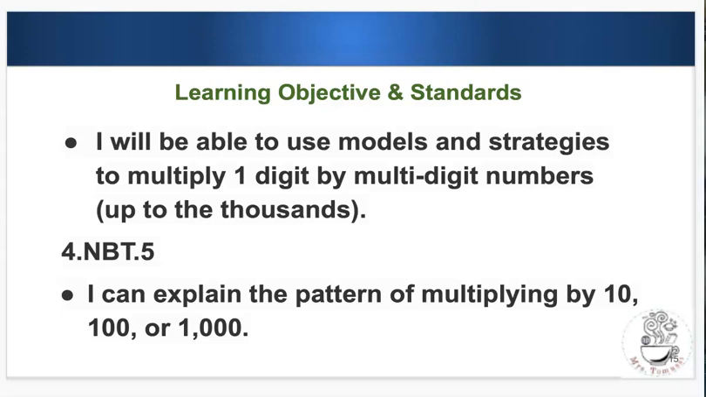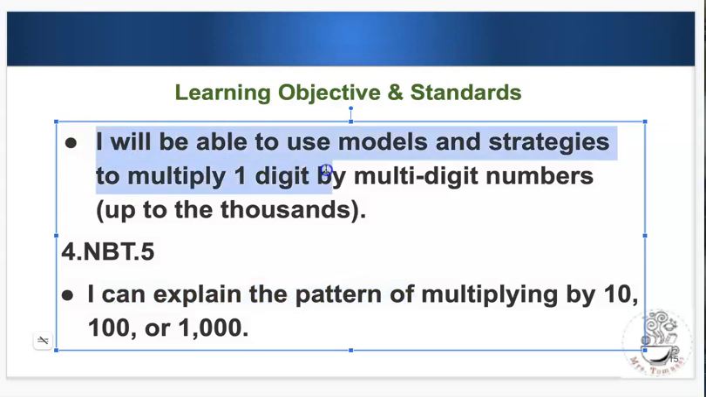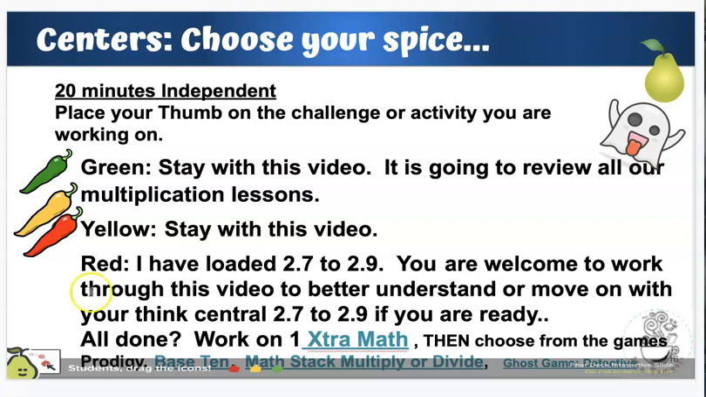So at the end of this lesson today, you're going to be still using those models and strategies to multiply one digit by multi-digit numbers up to the thousands, and you need to be able to explain the pattern. This is what makes 4th grade a little bit tricky. It's not just calculating, but being able to explain patterns and why you're doing things, and be able to use models and strategies and show those strategies in use. And I feel like that makes it tricky.